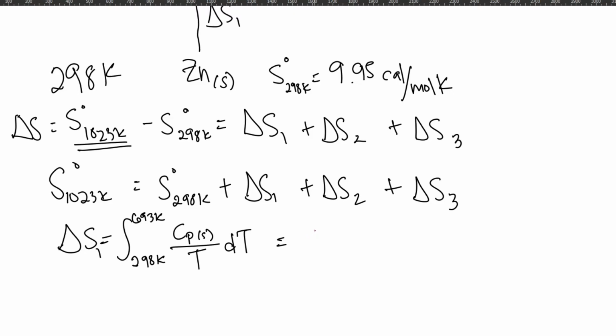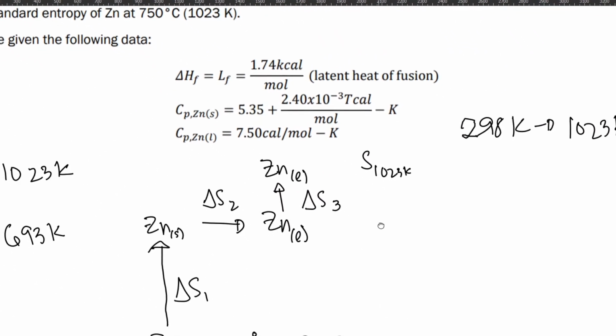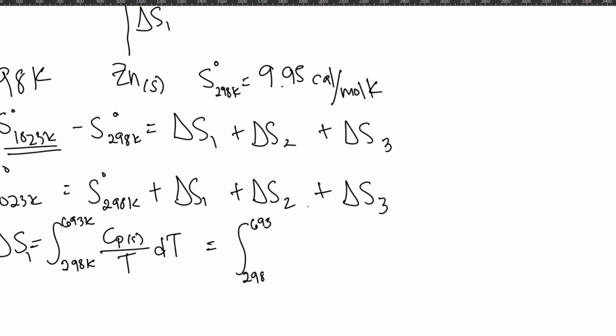Substituting our values, this will be from 298 to 693, and our Cp here is 5.35 plus 2.4 times 10 to the negative 3 T. So it will be the integral of 5.35 plus 2.4 times 10 to the negative 3 T, all over T, dT.